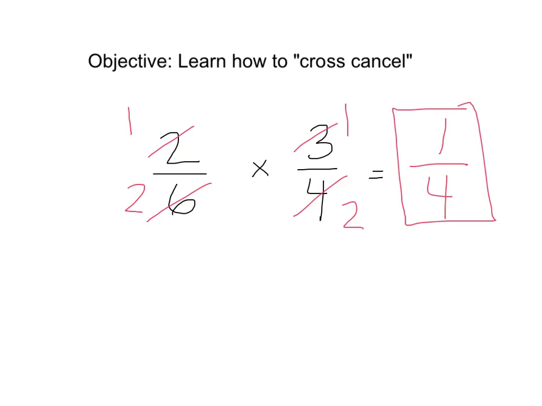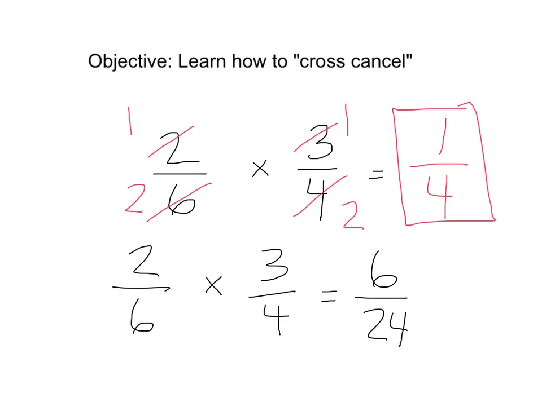Okay, so let's pretend for a second I didn't cross-cancel. I'm working with my original problem, 2/6 times 3/4. I'm going to multiply the top. 2 times 3 is 6. And multiply the bottom. 6 times 4 is 24. And then all I need to do is simplify this fraction. If I were to divide the top and the bottom by 6, your answer would be 1/4, which is the same as our answer that we got above after cross-canceling.